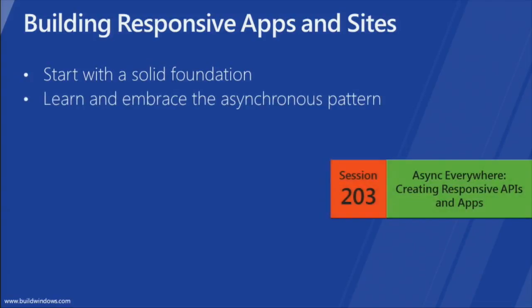Asynchronous APIs trigger an action to run in the background and notify you when it's complete. This pattern prevents your app from hanging if the action takes too long. This is one of the reasons that asynchronous APIs are used and are prevalent throughout the existing web platform and now in the new Windows runtime. For more information about asynchronous APIs, see session 203.